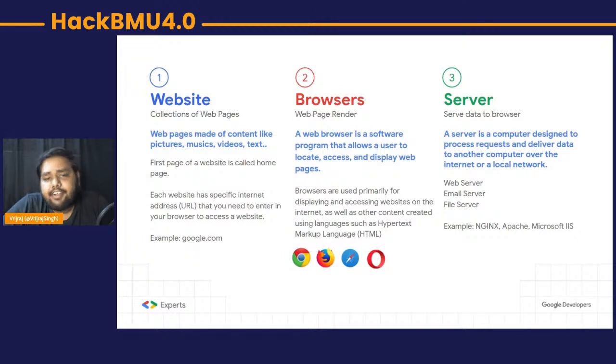If I talk specifically about web servers, mainly you have nginx. If you are working with node.js, you would work with an nginx server. The second one is Apache. If you are familiar with PHP, you can go for Apache as a web server. And the third, if you are working with .NET or C Sharp, you can go for Microsoft IIS.